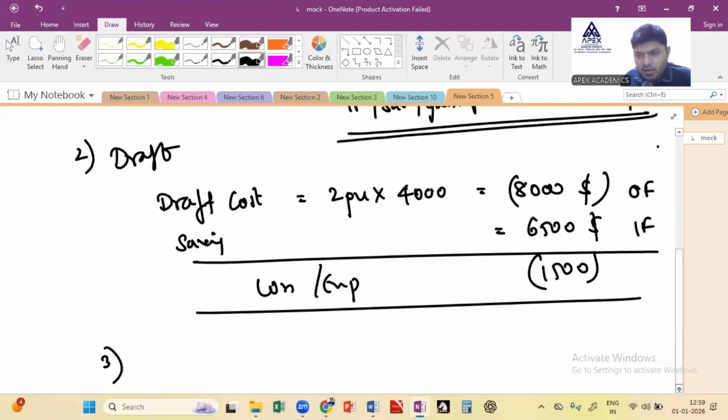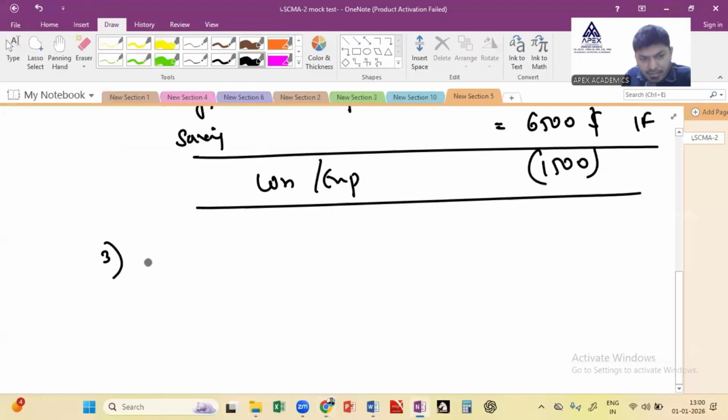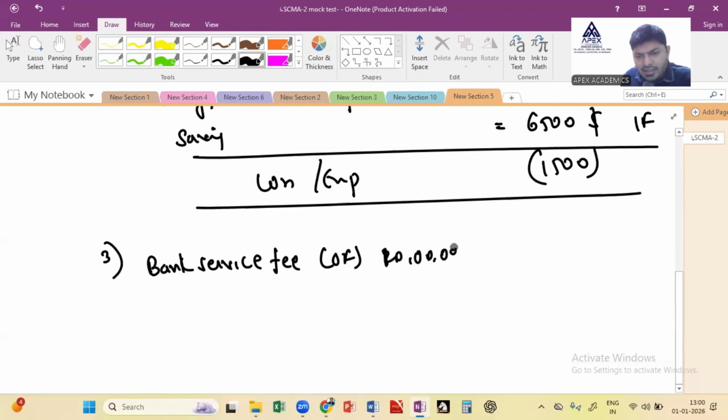Let's analyze the third option. Now, what is the third option in the question? The third option is a bank float. A bank float that will be used for the $1 million checks written each month. The bank will charge a 2% service fee and the corporation will earn $22,000 in interest. Okay. So, what is the bank service fee? The bank service fee over here, this is your outflow. It is on $1 million that they are charging.